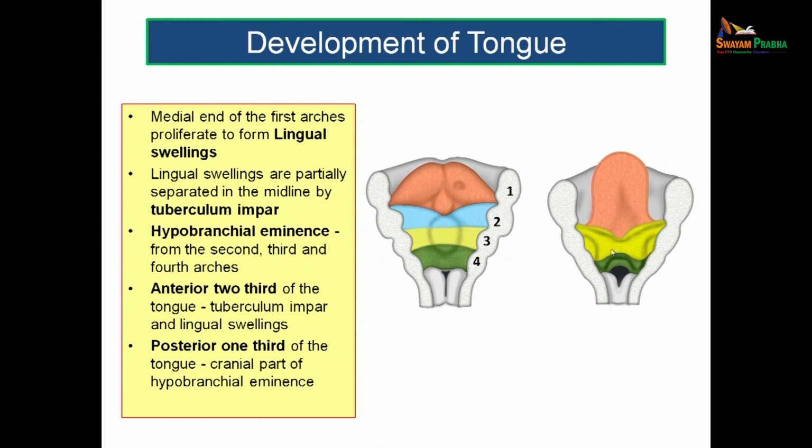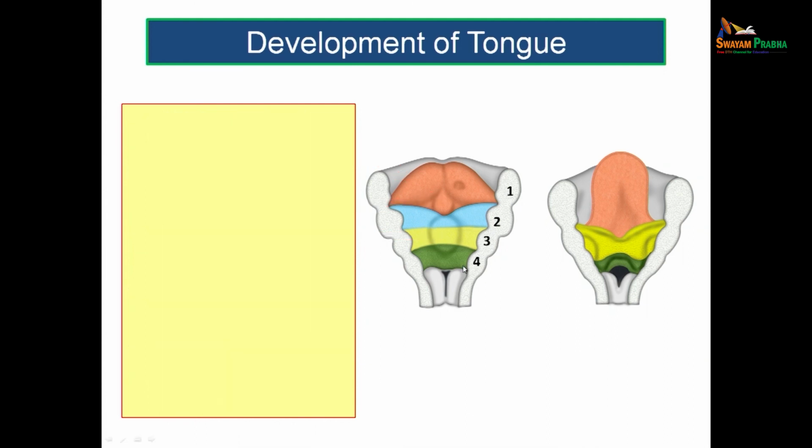That is the reason why the posterior one-third is actually getting the nerve supply from the glossopharyngeal nerve. Now, this is the first arch with the derivatives, that is the lingual swellings. Then you have the tuberculum impar. Then you have the hypobranchial eminence derived from the second, third and fourth arches.